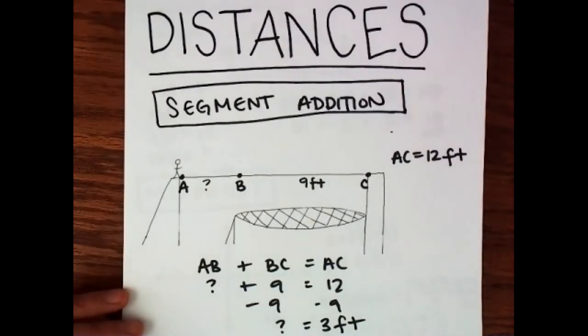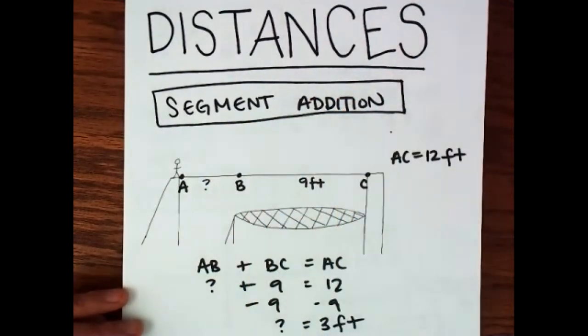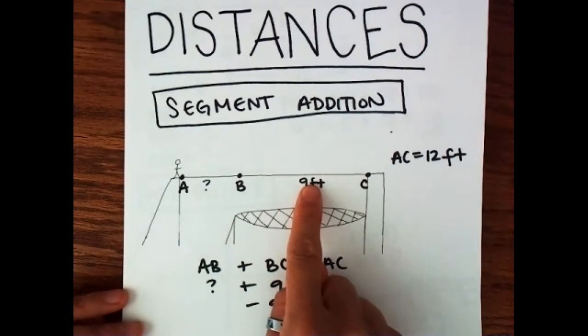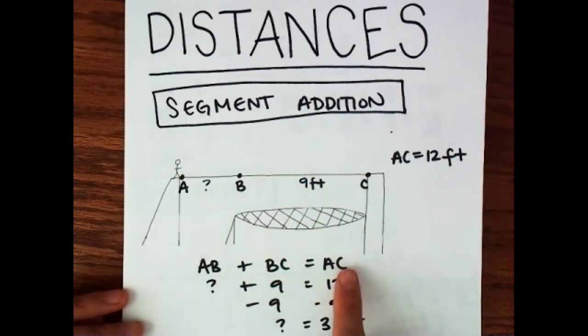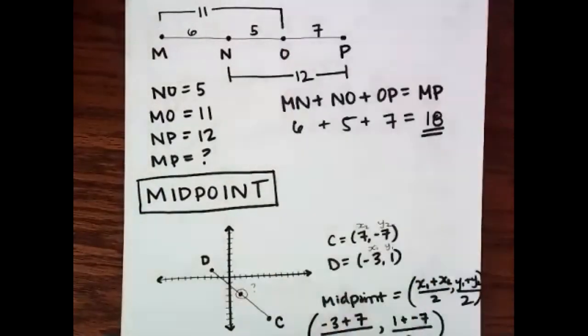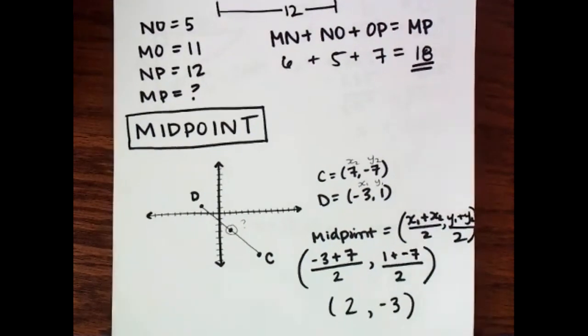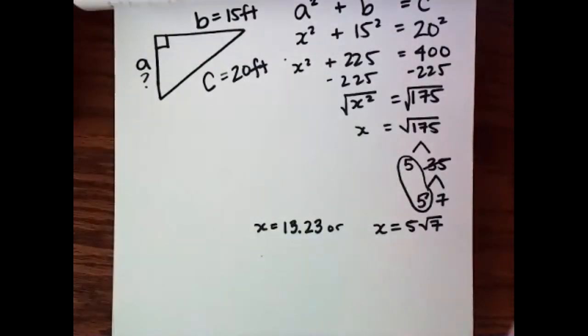So, a quick review of what we learned today. We went over geometric distances. The first type we did was segment addition. Always remember you will want to add the smaller segments within the big segment to find that final answer. We then went on to learn about our midpoint. You can always think about this as sort of an average. Always remember the midpoint is x1 plus x2 over 2 and y1 plus y2 over 2 to get your final answer, and you will then get the coordinate for your midpoint.